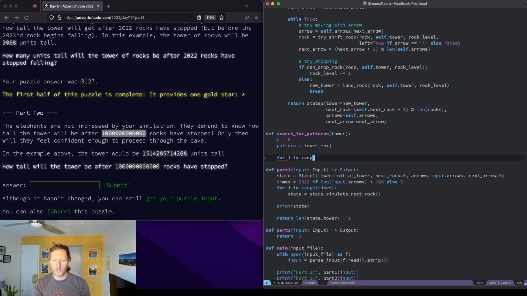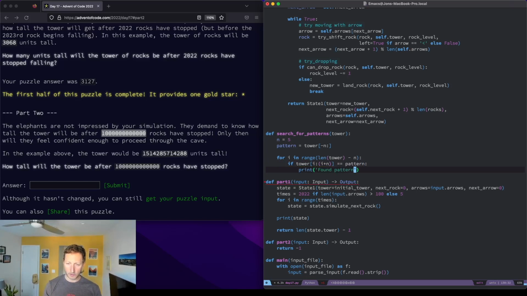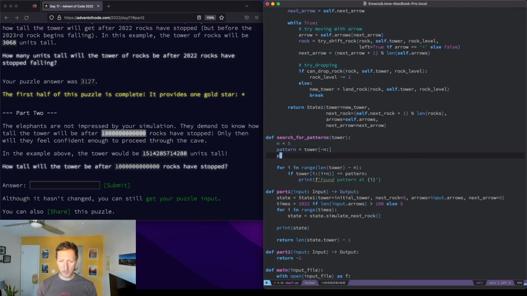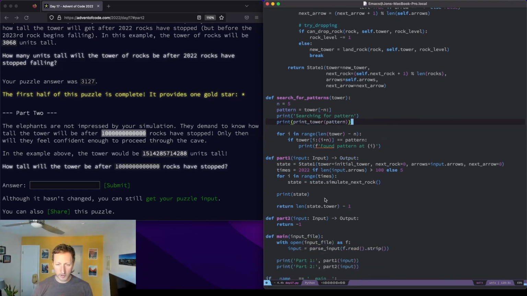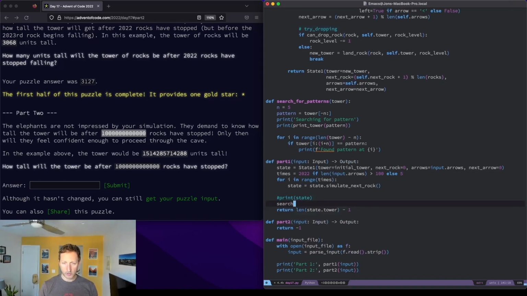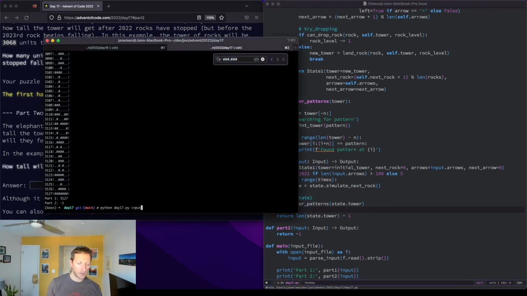For i in range, tower, len of tower minus n. Look for a pattern. We're just going to look for the last 5 slots on the tower over again. If tower i to i plus n equals pattern, print found pattern at i. Print searching for pattern, print tower pattern. Okay, and then we're going to search for patterns, state.tower. Because we have to search for patterns. We can't simulate, you know, a trillion things, right?